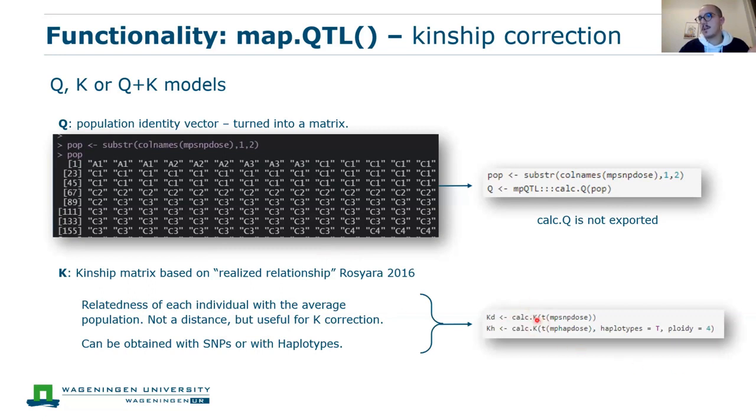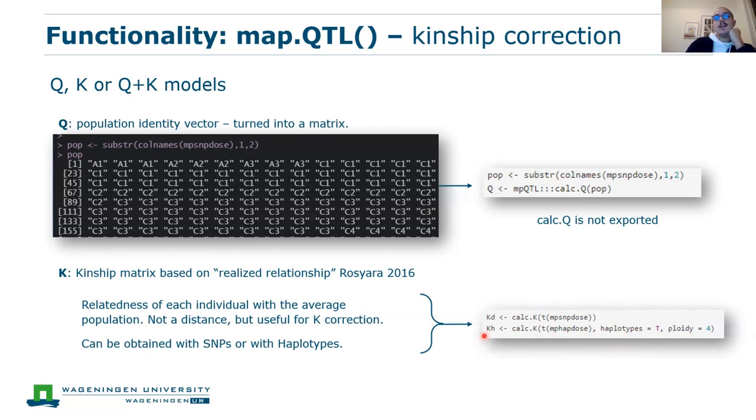You can use this function calc K. Importantly, you need to give the genetic data transposed. So instead of the markers on the rows, you get the markers on the columns. This is because distance matrices in R are all computed like that, so the observations are on the columns and the individuals on the rows. So I wanted to keep that. And as you can see, you can either do it with a SNP dosage matrix or with a haplotype dosage matrix. And you just need to add haplotypes equals true on the ploidy, and that will be it.